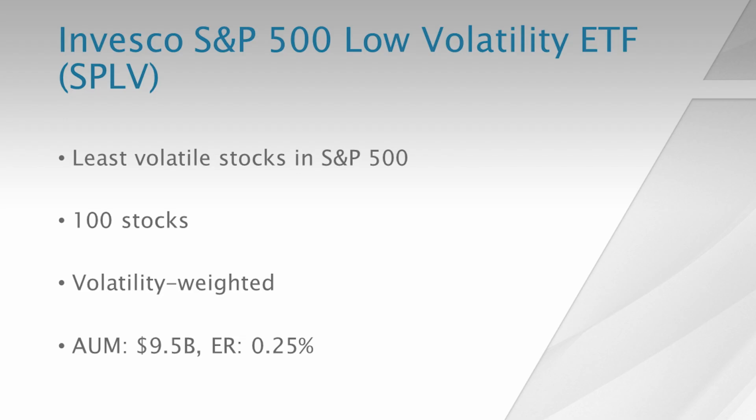The second one that I'm highlighting is by Invesco. This is a low volatility ETF. The ticker symbol is SPLV. This looks only at the volatility of individual stocks, and holds the 100 least volatile stocks in the S&P 500 index, then weights them by their volatility. This is also pretty popular with 9.5 billion in assets, and has an expense ratio of 25 basis points.